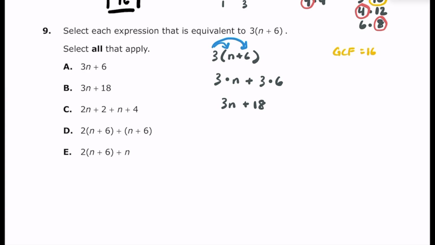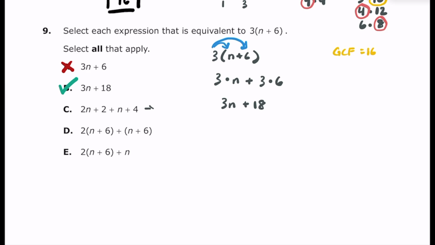And so based on that, we know this one is definitely true. If you look at A, I think A is basically them saying they knew to do 3 times n, which is 3n, but maybe they forgot to do 3 times 6, and they just wrote the 6 here, right? So this one can't be true. This one is not the same thing.